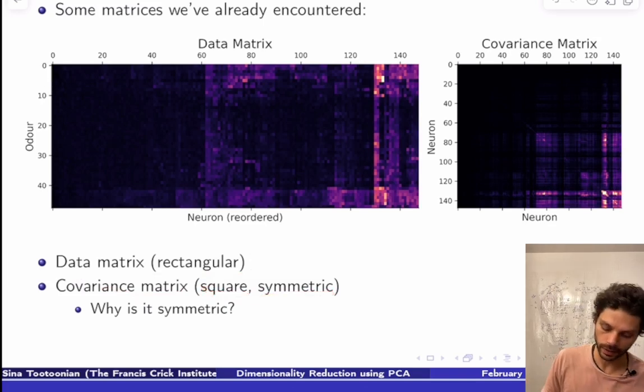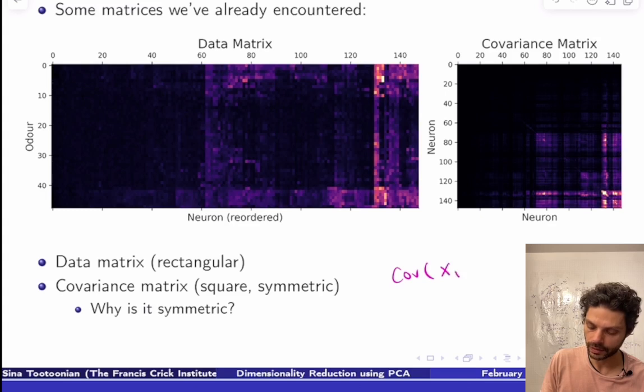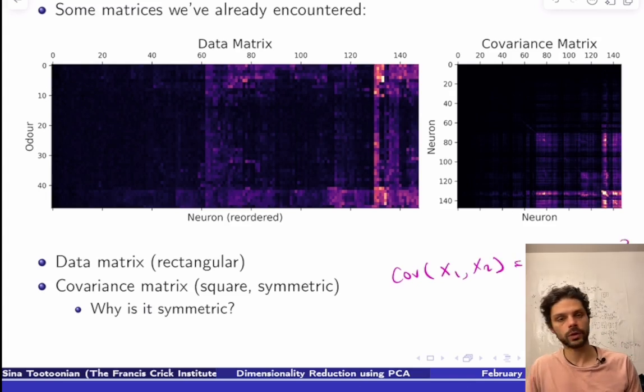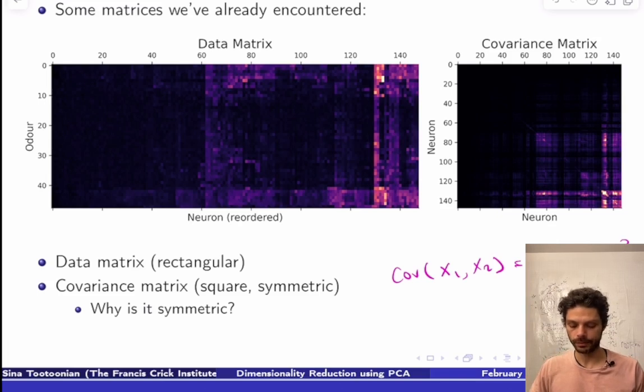So why is it that the covariance of x1, x2 is equal to the covariance of x2, x1? It's not a trick question, but make sure you understand why that is.